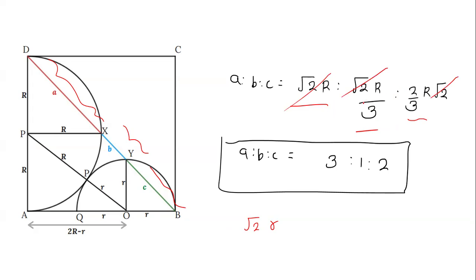and you can cancel this root 2 times capital R from all three, and it will lead to this. And after that you multiply by 3, then it will become like this. So this is the final ratio between the lengths a, b and c: 3 to 1 to 2. And in this way we can solve this problem.